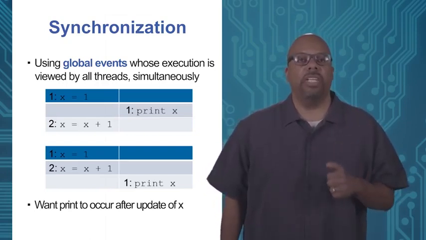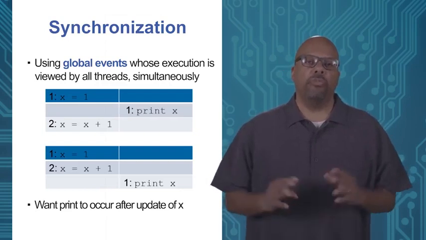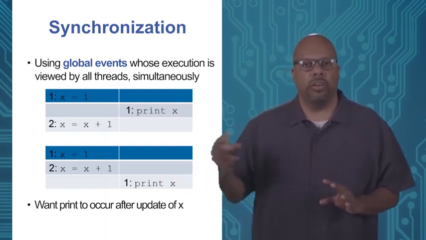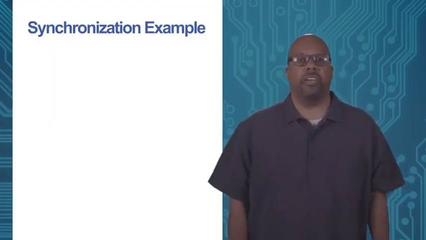In order to do it, we need some kind of a global event, and there are lots of different forms of this, which we'll get into in later modules. But we need some sort of a global event that both of these threads see happening at the same moment. And then we can have conditional execution. One of them can say, look, if this event happens, then I execute, else I wait. Something like that. So let's show that right here.